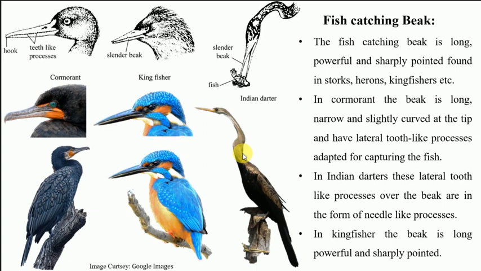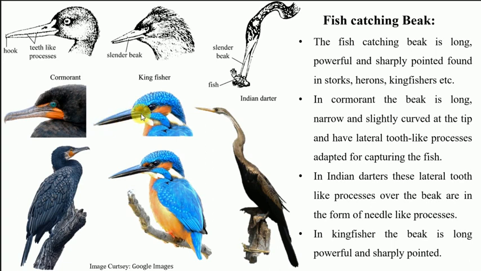Okay, so the lateral processes or the tooth-like processes that occur in the Indian darter are in a needle-like form. Now in the kingfisher, the beak is long. Here you can see in the diagram. Then it is powerful and sharply pointed, and this kind of beak is again useful for capturing the fishes.